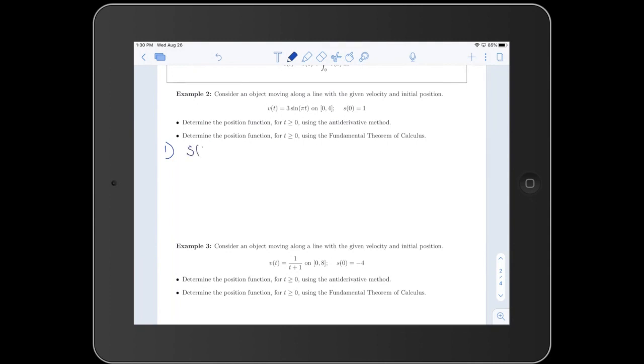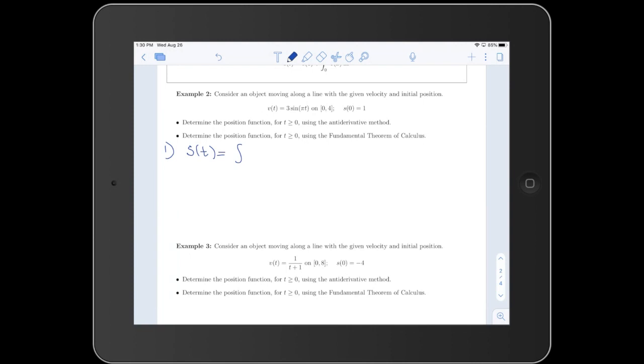So position function s of t is the indefinite integral. And what's our function? 3 sine pi t dt. Okay, so what's the antiderivative? Would be negative 3 over pi cosine of pi t plus a constant, right?